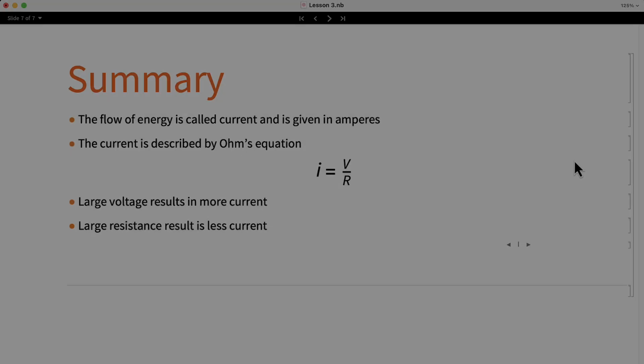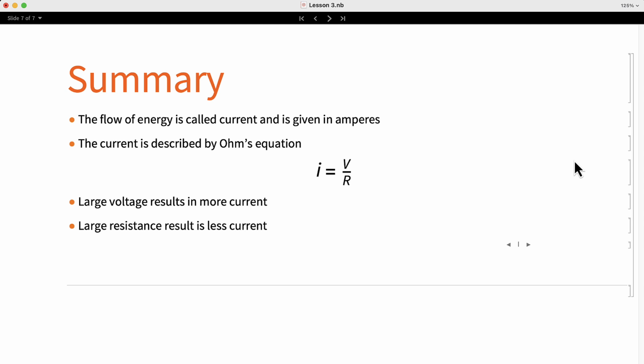As a summary for this lesson, we learned that the flow of energy through a conductor is called current, and its unit is amperes. The relation between current and voltage and resistance is described by Ohm's law. We determined with this equation, and also by running simulations, that if the voltage is large, the current will be higher. If the resistance is large, it will oppose the flow of energy, and there will be less current. In the following lesson, we will shift our attention to the capacitor in order to better understand its behavior.